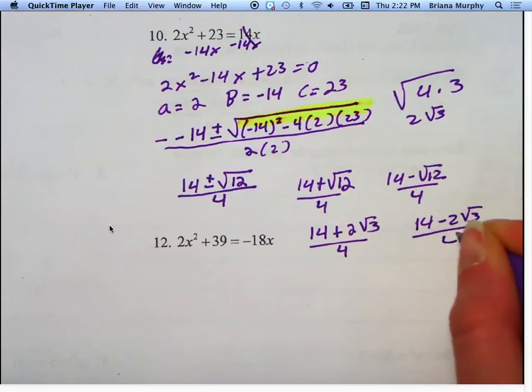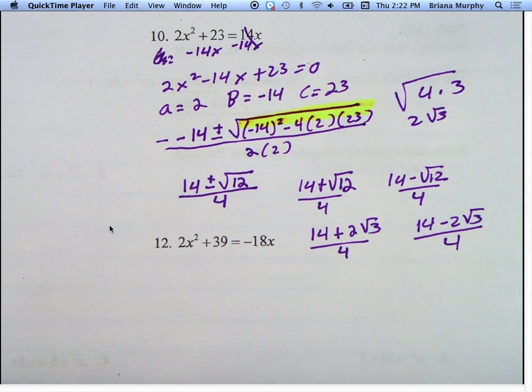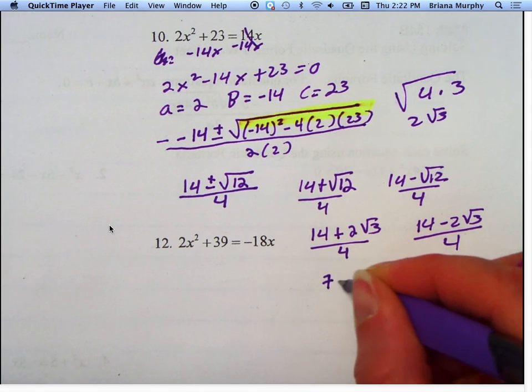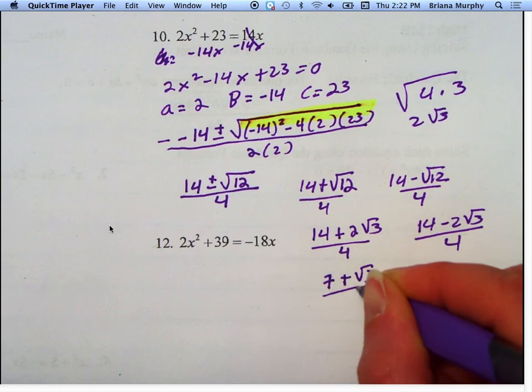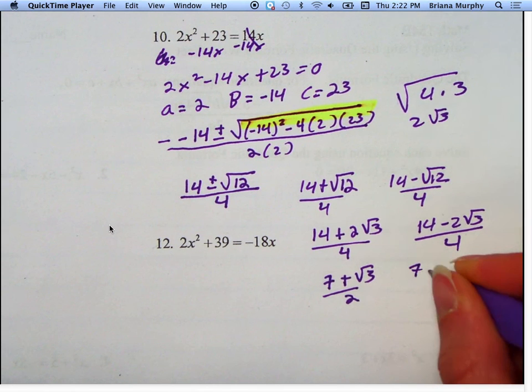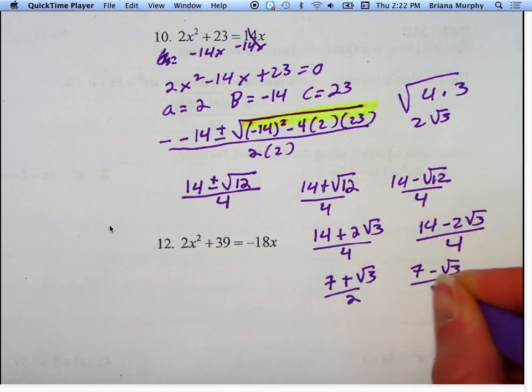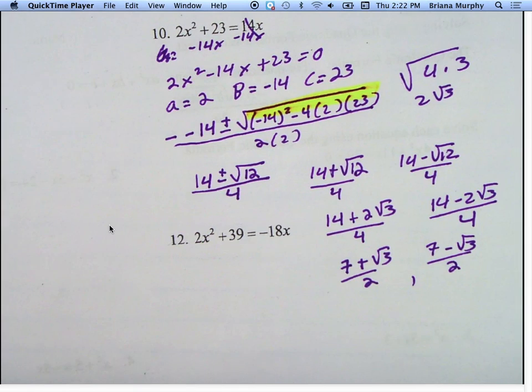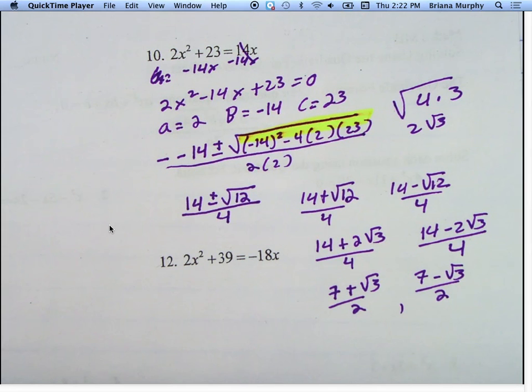Okay, last step. Can I simplify? Yes, maybe so. What goes into 14, 4, and 2 evenly? 2. Which is why I get 7 plus square root 3 over 2. And 7 minus square root 3 over 2. Yep. 2 goes into 14, 7.